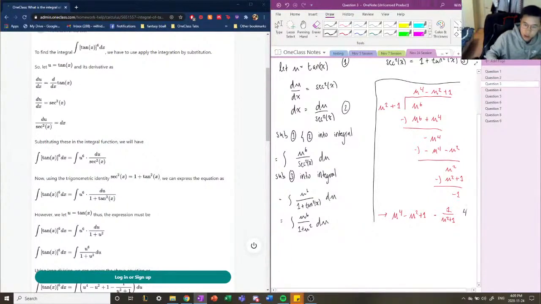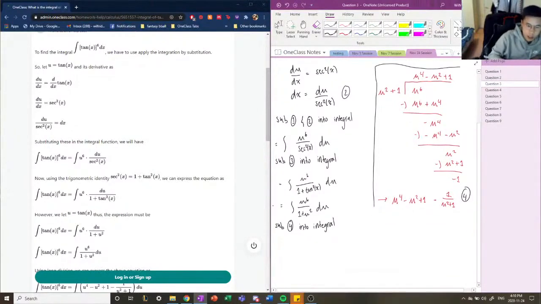So this is 4. So sub 4 into the integral. In this way we get the integral of u to the power of 4 minus u squared plus 1 minus 1 over u squared plus 1, du. Now we're just going to integrate each of these. We know that the integral of 1 over u squared plus 1 is arctan, or tan inverse of u.